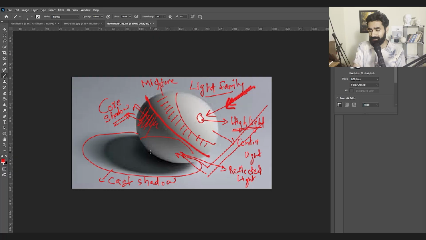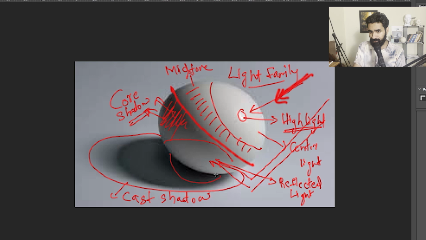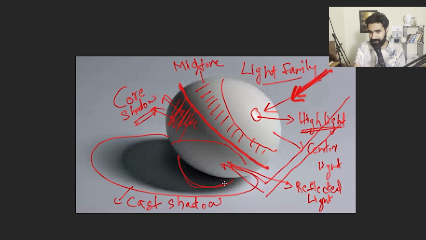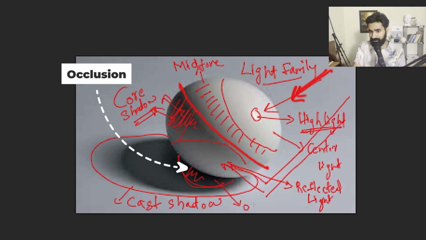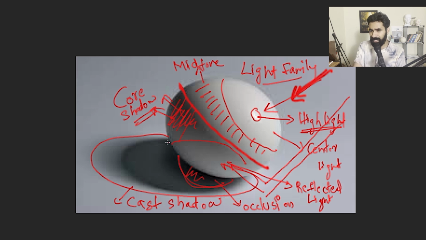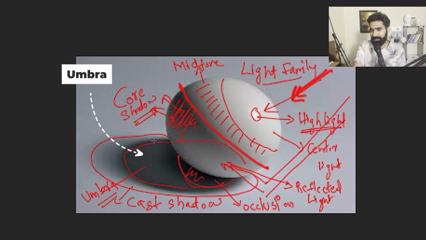Now here you can see just below the egg is completely dark. Can you see? This much area is called occlusion, or ambient occlusion. Generally you can just say occlusion. That is very dark. Now, next to the occlusion, can you see this area? This is called umbra. U-M-B-R-A, umbra.